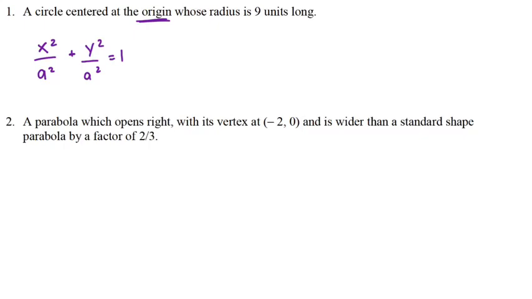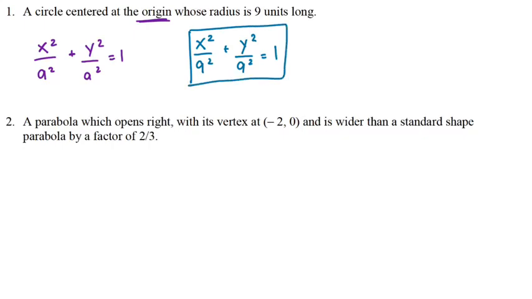All right, let's fill in what we know then. What we know is that the radius is 9 units long. The radius then is that value a. So our final answer is going to look like this. X squared over 9 squared plus y squared over 9 squared is equal to 1. We always want 1 on the right-hand side. That is standard form. That's going to be how we get all that information necessary for graphing later on, especially when we're looking at things that are like ellipses and hyperbolas.